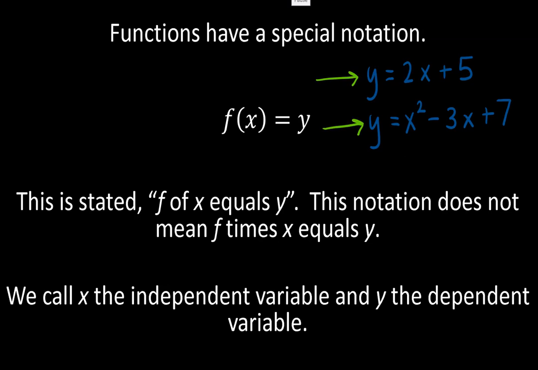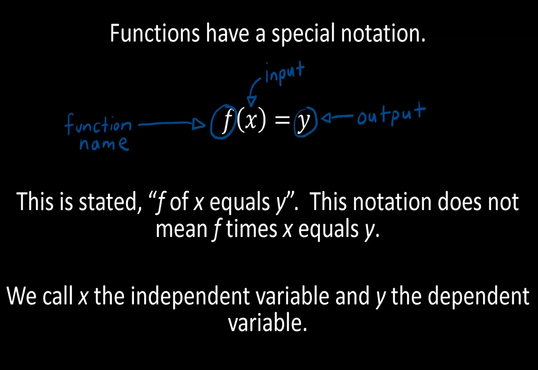Here I've written an equation in function form with the y isolated on the left side of the equation as well. Y equals x squared minus 3x plus 7 is an example of a quadratic function. But functions have a special notation. Rather than writing y equals, we'll write f of x equals. And as you can see, f of x and y are the same thing. F of x is just a fancy way to say y.